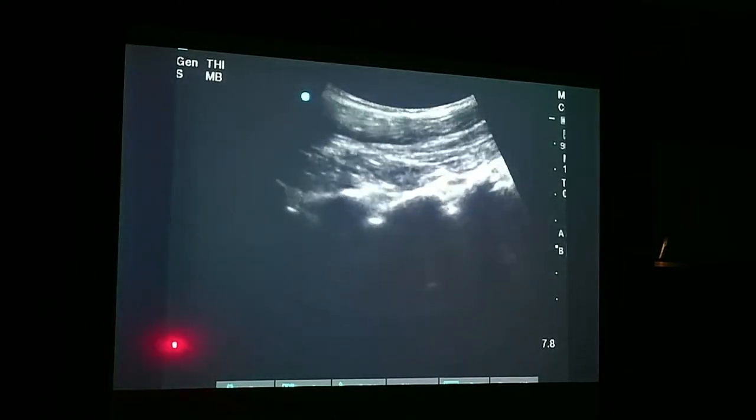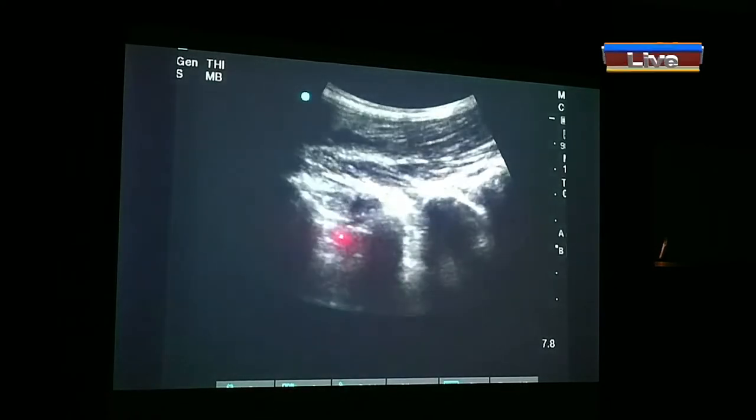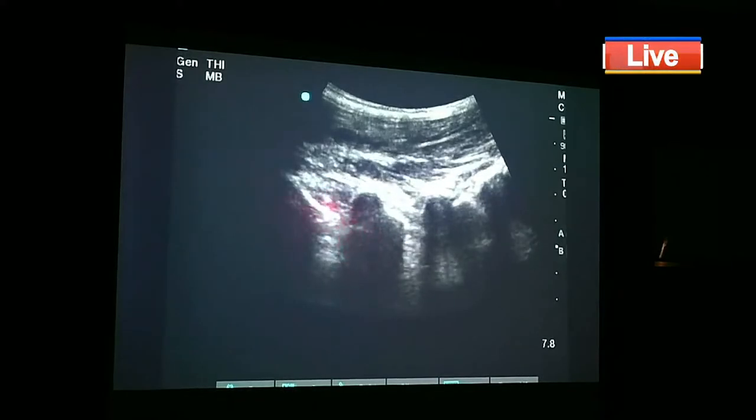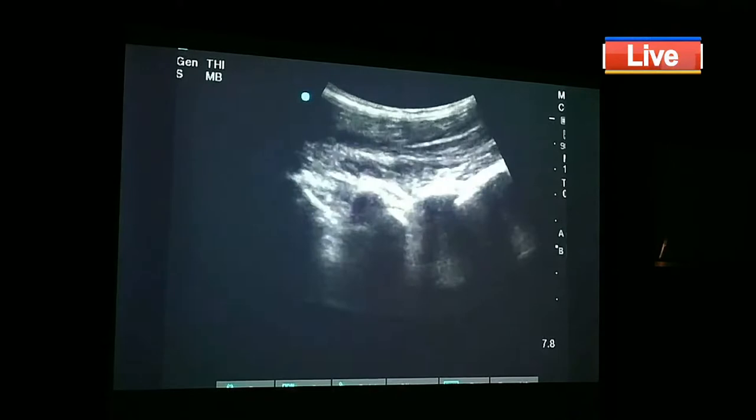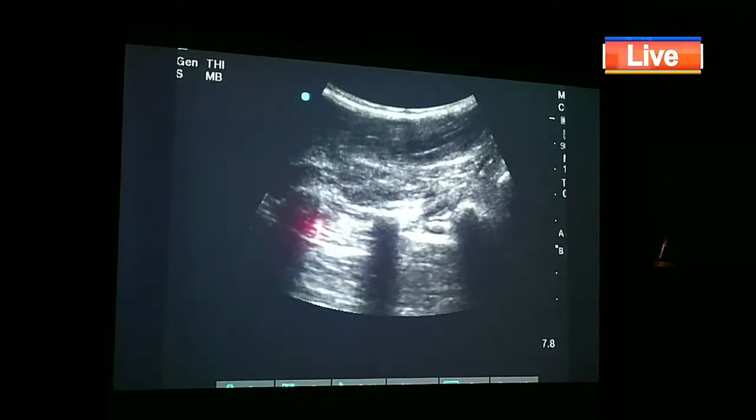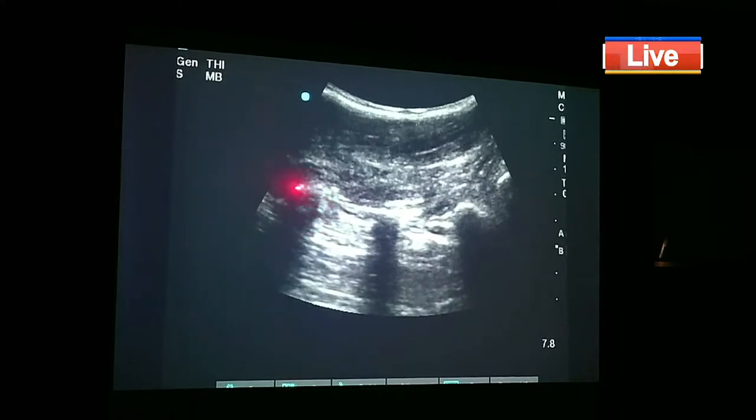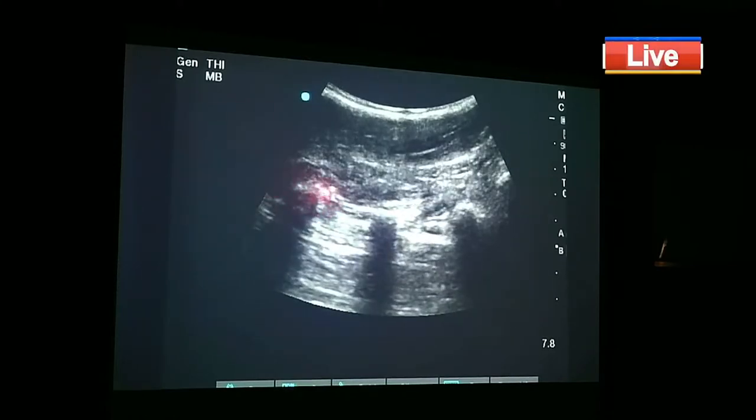Now this was the lamina, and now I'm coming further out, so I will find the facet view. This is the facet view. Now what happens is, as I go further out from these facets also, my rays will start going and they will become very continuous like this. This is the transverse process view. Okay? So again going from here inside, you can see the three transverse processes.